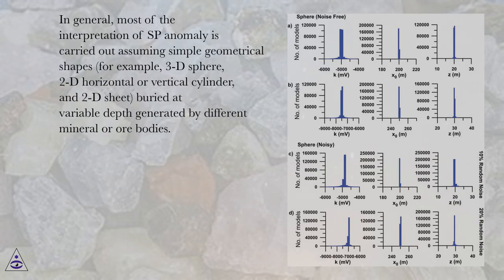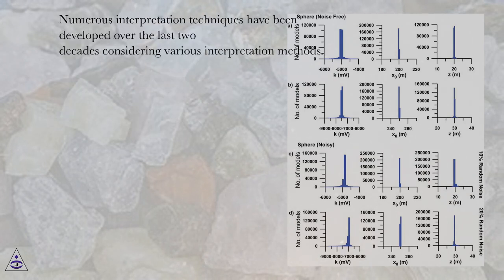In general, most of the interpretation of SP anomaly is carried out assuming simple geometrical shapes, for example, 3D sphere, 2D horizontal or vertical cylinder, and 2D sheet, buried at variable depth, generated by different mineral or ore bodies. Numerous interpretation techniques have been developed over the last 2 decades considering various interpretation methods.